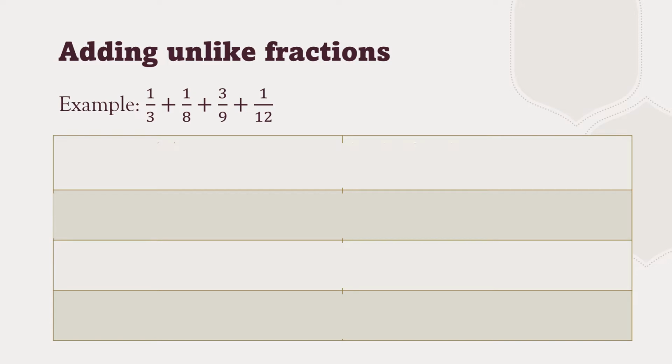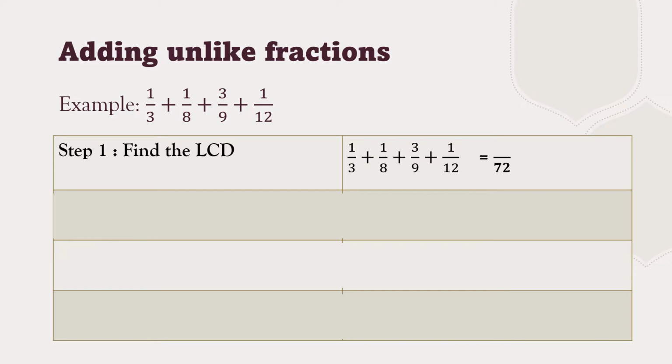Now let us proceed in adding unlike fractions. Unlike fractions are fractions with different denominators. So we have here an example: 1/3 plus 1/8 plus 3/9 plus 1/12. The first thing that we do is to find the LCD. So the LCD, or the lowest common denominator, for these four numbers is 72.